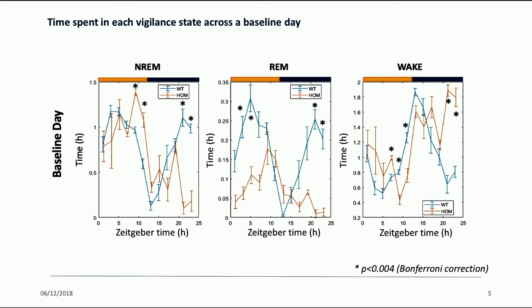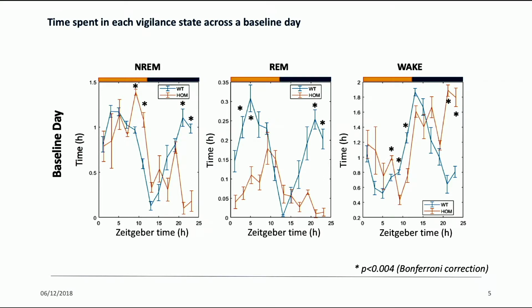Now if you look a bit more at the vigilance state architecture across the light-dark cycle on a baseline day, in red are the homozygotes, the mutants. They do sleep quite a lot towards the end of the light phase, and significantly more than their wild-type littermates. But then throughout the dark phase, they sleep much less, which accounts for the overall reduced amount of non-REM sleep. For REM, they overall have less REM throughout the 24-hour day, and then wake is fairly opposite to what you observe in non-REM sleep. But then I wondered, they have less of this sleep or silent state.